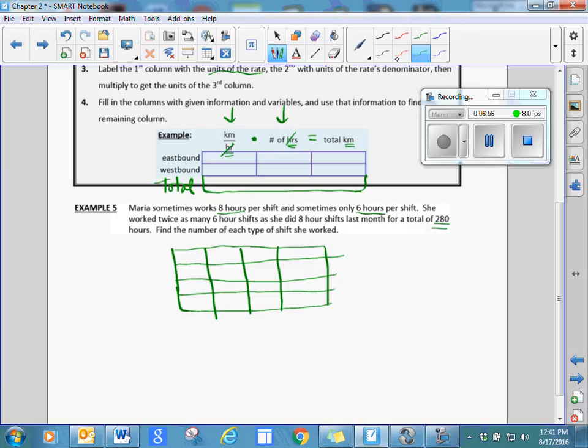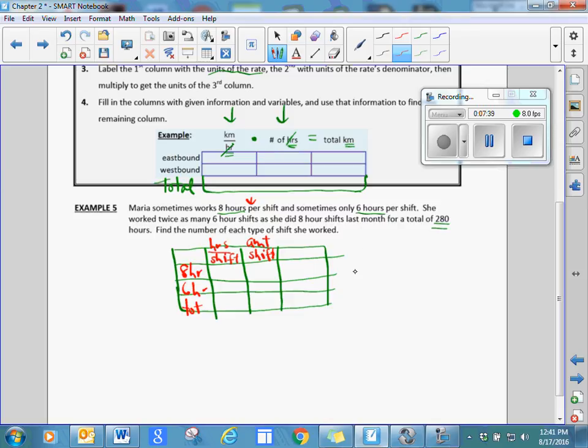So basically, if we go to fill in our chart, we've got the 8-hour shift and we've got the 6-hour shift. We've got a total column here. And your rate is 8 hours. There's the word per right there. So this is hours per shift right here. This is the number, the amount of shifts.